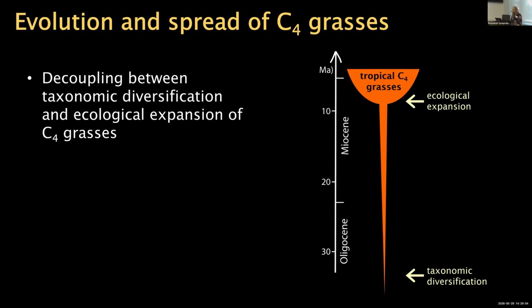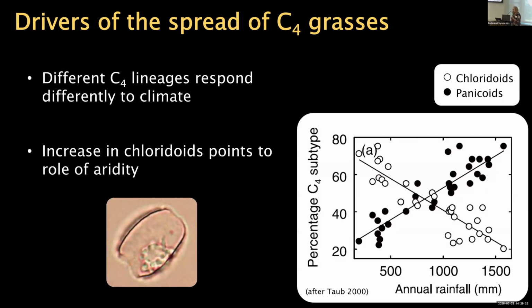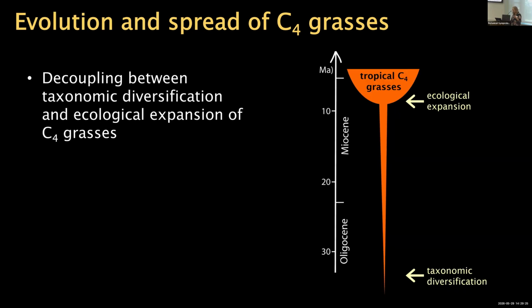Okay, so if we look at C4 grasses, then we see a similar decoupling between taxonomic diversification and ecological expansion, as we saw with open habitat grasses in general. And this again might imply that this ecological expansion depended on some other factor. And so one of these factors that people have talked a lot about is a drop in CO2 after the middle Miocene, which would be advantageous for C4 grasses.